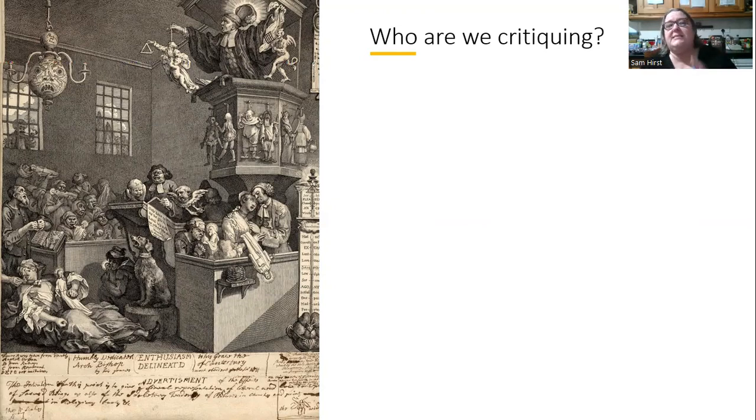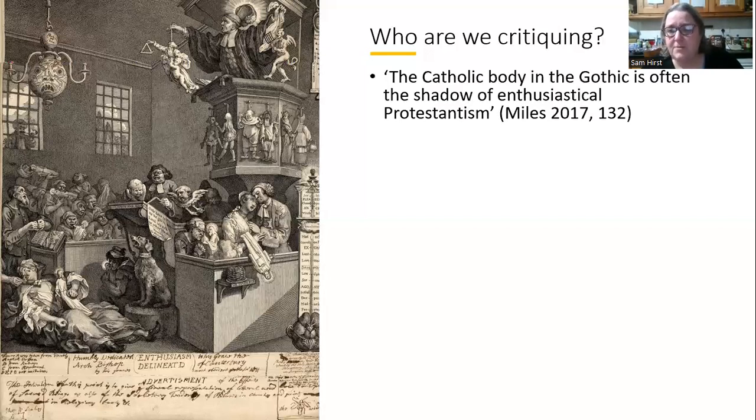So enthusiastic dissent is connected to ideas of personal revelation, emotion, and is also connected with field preaching. It's connected with radical changes in behavior. At the time, it's also starting to be associated with the idea of being indwelt by the Spirit, etc. And what we find at the time, as Robert Miles suggests, is that the Catholic body in the Gothic is often the shadow of enthusiastical Protestantism.